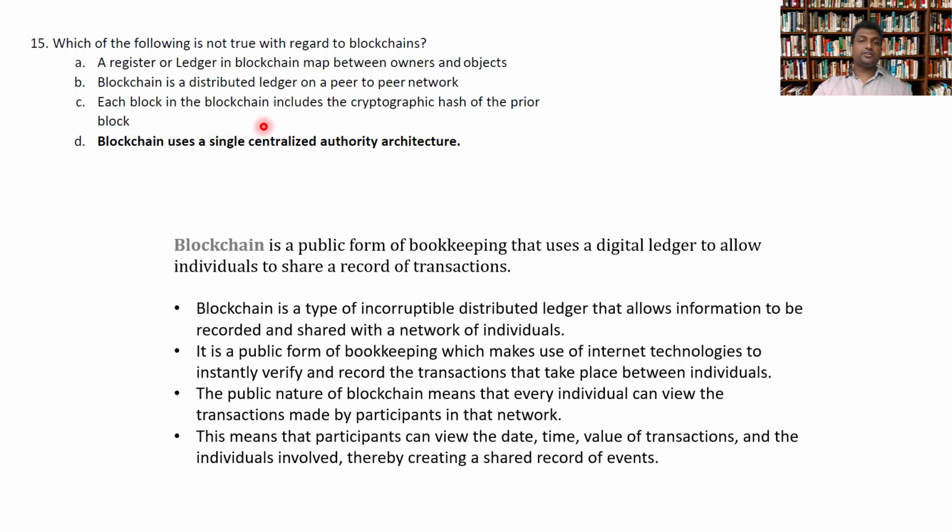Each block in the blockchain includes the cryptographic hash of the prior block. So that's why we said it's incorruptible, right? It's cryptographically secured. Each block is secured cryptographically. Right. Blockchain uses a single centralized authority architecture, which is wrong, which is the total opposite of distributed architecture. And there is no central authority. No one owns the blockchain system. Right? So the question is asking which is the not true one. So this is not true.